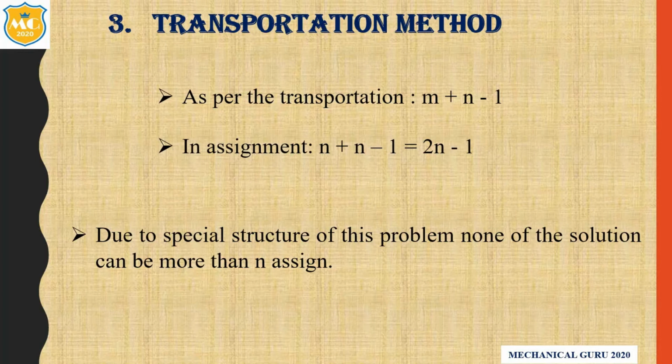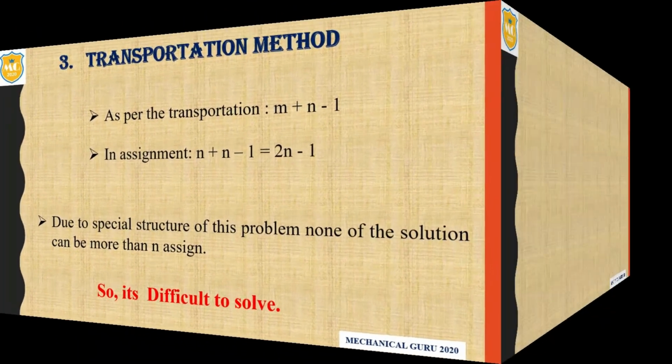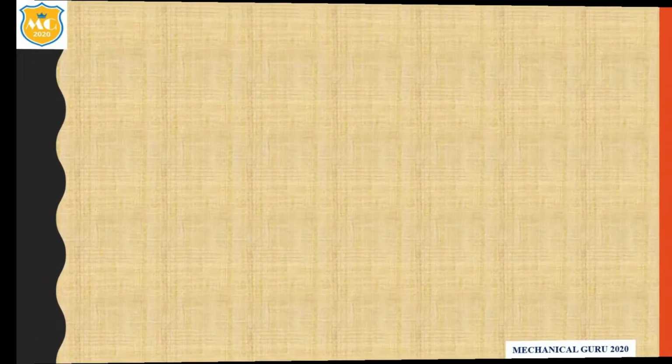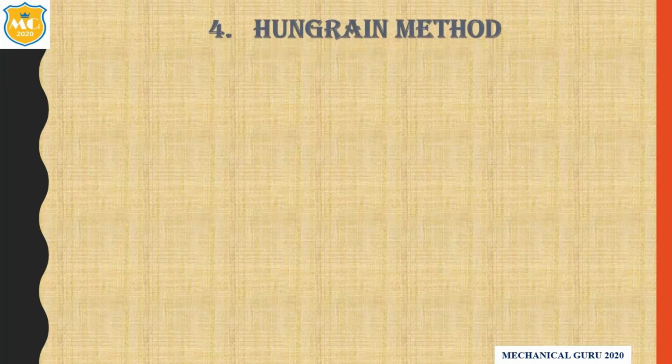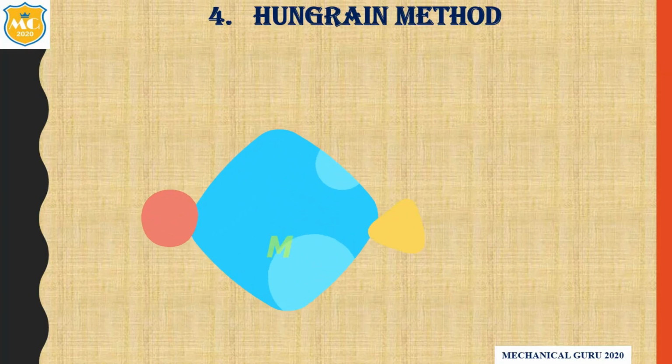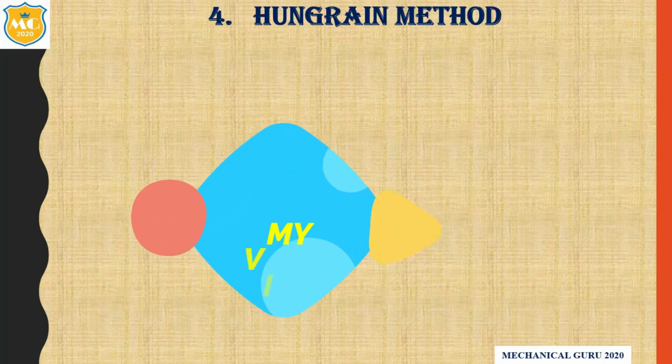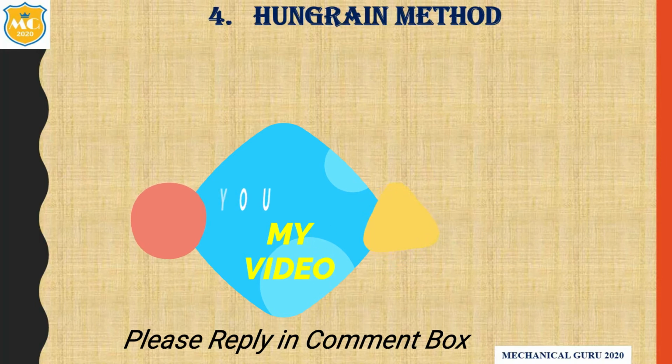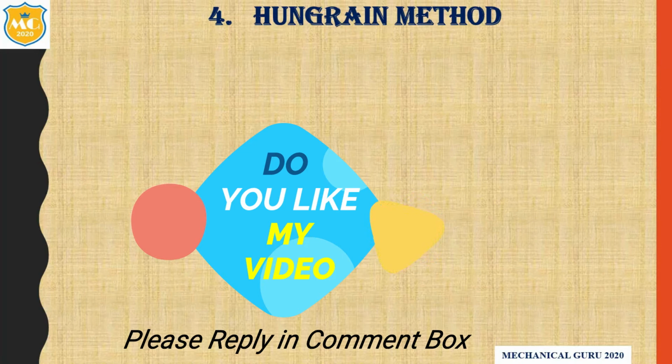Now we go to the next method, that is Hungarian method. It is also called the reduced matrix or Flood's technique. So the Hungarian method is a quite efficient and time saving technique. In that, we just have to follow some important steps, so we can easily find out the solution in less time compared to other methods.